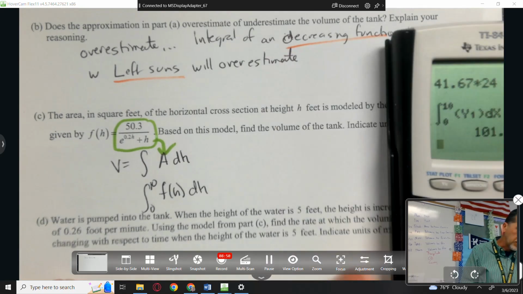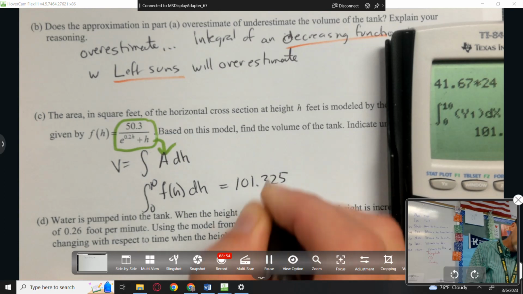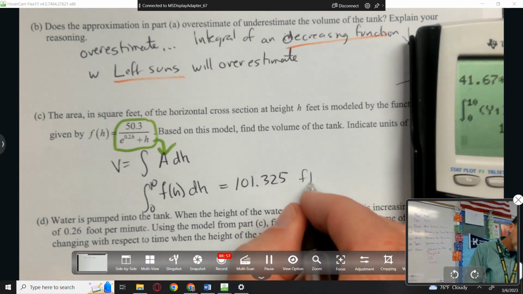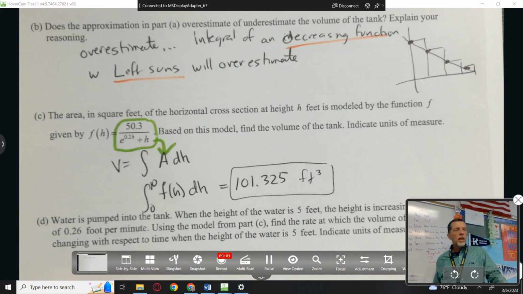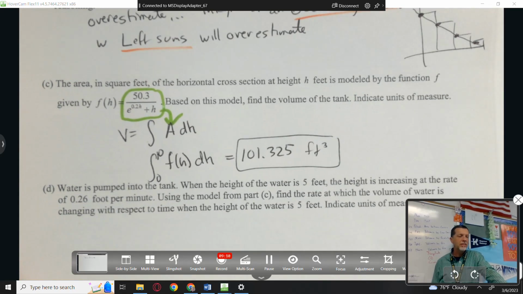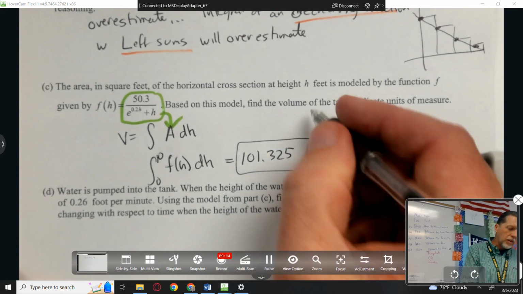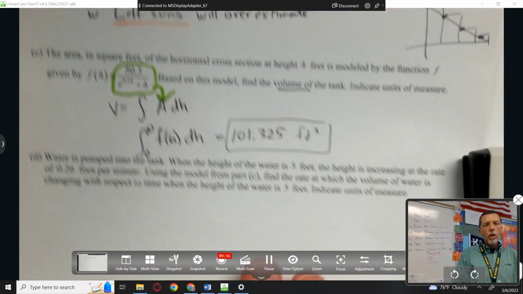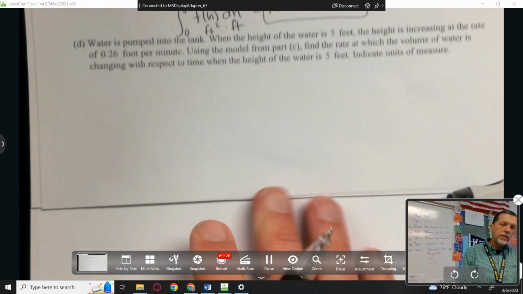That was kind of a hard one. 101.325. It would maybe be interesting to see how that compared to our answer from Part A, but I didn't really get a number for Part A, so I don't know. Indicate units of measure. Okay, feet cubed because it's volume, and because it was feet squared times feet, so feet cubed.